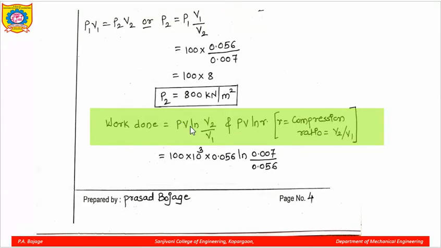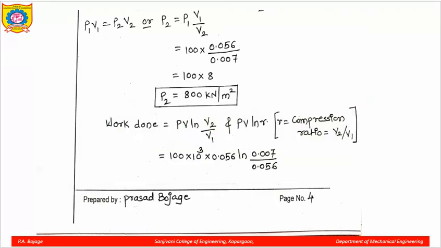Now, the work done is given by this formula, PV ln V2 upon V1. Now, what is V2 upon V1? Here V1 is the initial volume and V2 the final volume. This is also called the compression ratio, that is the total volume upon clearance volume V1.